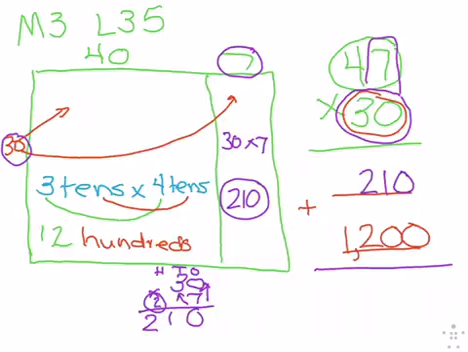And then I just add them up. 0 plus 0 is 0. 1 plus 0 is 1. 2 plus 2 is 4. 1 plus nothing is 1. Very nicely done. We're going to do another one.